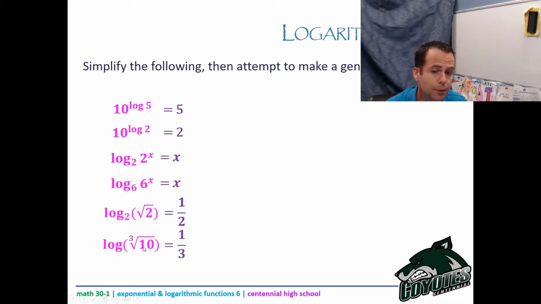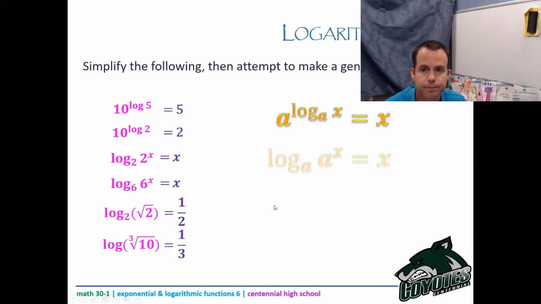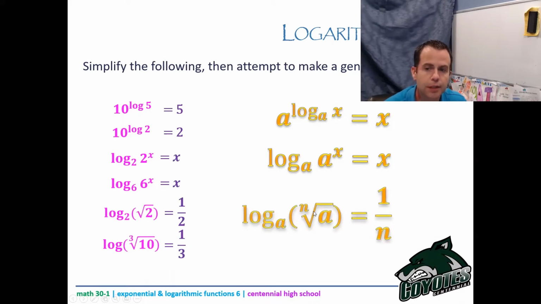Okay, same thing with the cube root. So our three rules here: a to the log base a of x will always just give me out x. Log base a of a to the x will give me out x. And log base a of the nth root of a, remember the nth root of a can be written as a to the 1 over n, so then that becomes the rule that was just above it there. I'll just end up getting 1 over n.